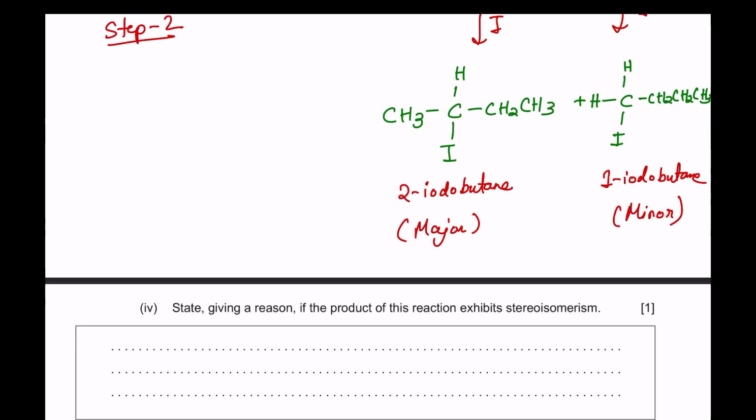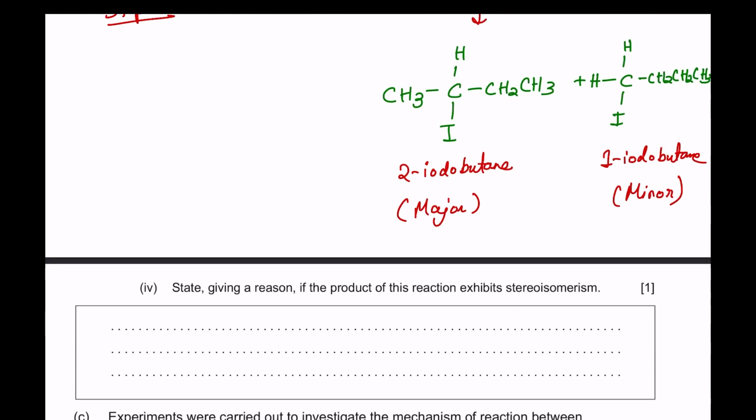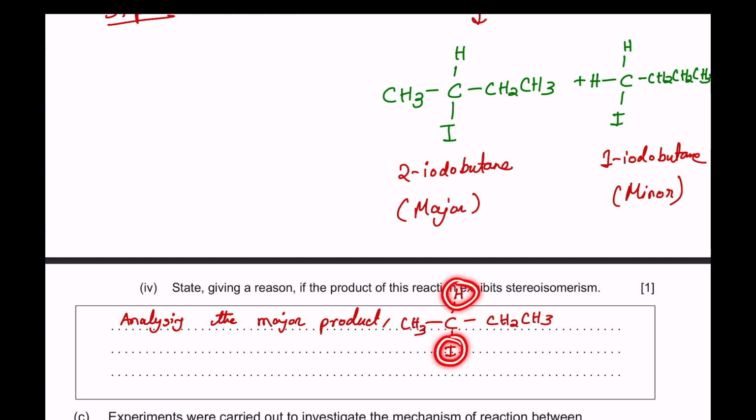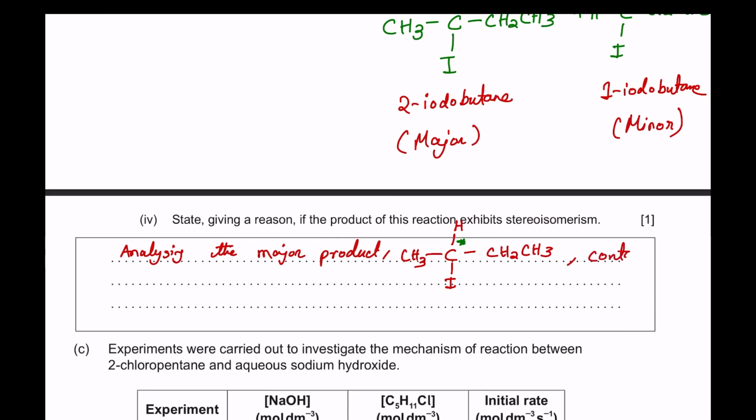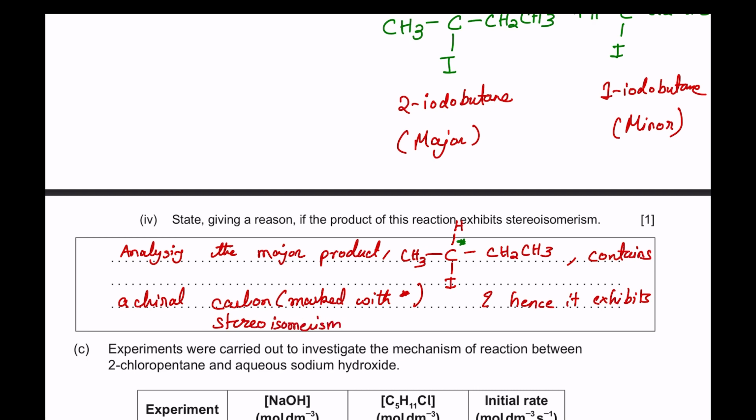Now the last part is if this product will exhibit stereoisomerism. So if we analyze the major product, let's just draw the major product again. If we work on this carbon, you will see that all the 4 groups attached to this carbon are different: hydrogen, iodine, methyl and ethyl. So this carbon is chiral. Chiral carbon, and it's marked with a star, and hence it exhibits stereoisomerism. That's all about part D.